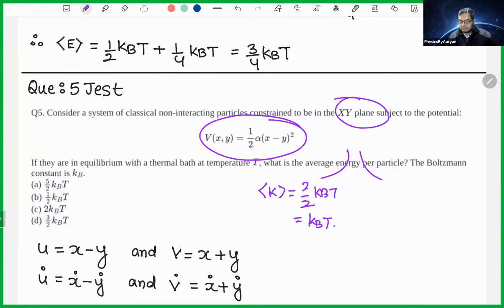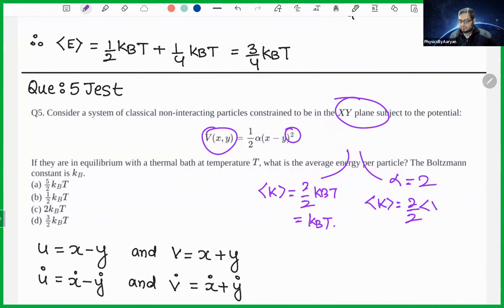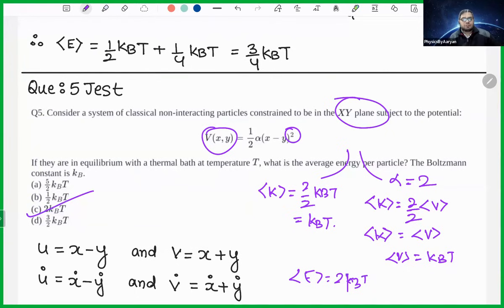And then you can say, okay, potential is directly proportional to square, so alpha is 2. So average kinetic energy is 2 by 2 times average potential energy. So kinetic and potential become equal. So average potential energy is also kBT, and the total average is 2 kBT. And if you see the options, it is also there in an answer. So C is correct. It is actually wrong.